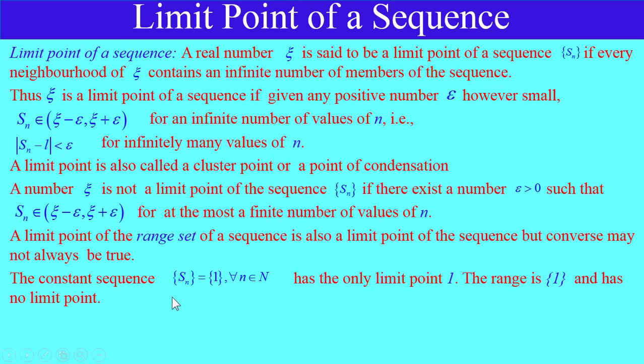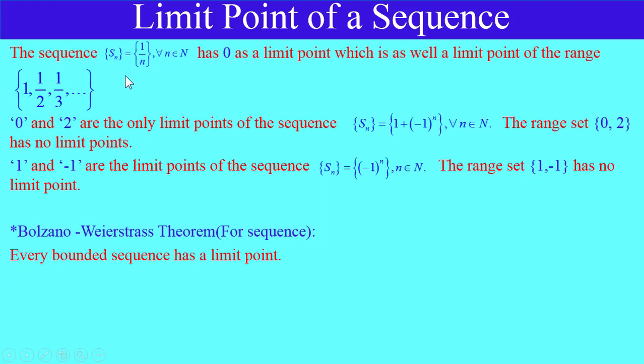The constant sequence Sn equal to 1 for all n belongs to N has the only limit point 1. The range set is {1}, which has no limit point. The sequence Sn equal to 1 by n, n belongs to N, has 0 as a limit point, which is as well a limit point of the range {1, 1/2, 1/3, ...}.